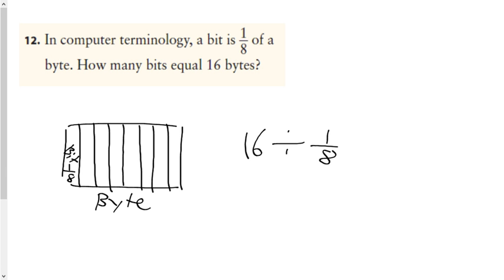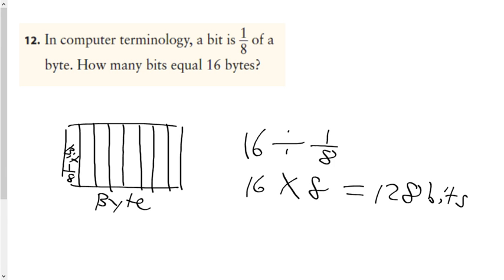Well, how many eighths are there in 1? 8. How many eighths in 2? So when we think about that, what we're really going to do here is take our 16 and multiply by the reciprocal of 1/8. So that's going to become 16 times 8, which is 80 and 48, which is 128. So therefore, there are 128 bits in 16 bytes.